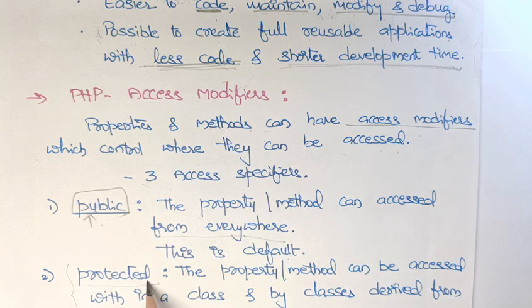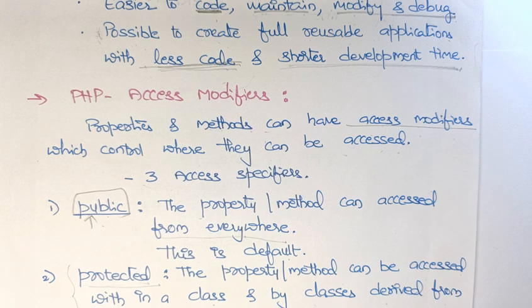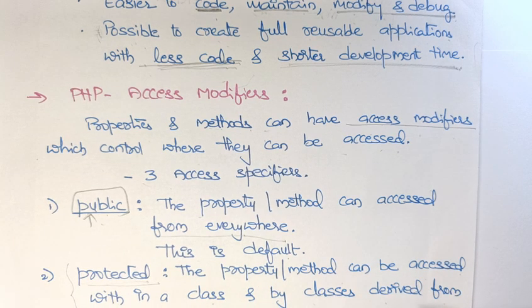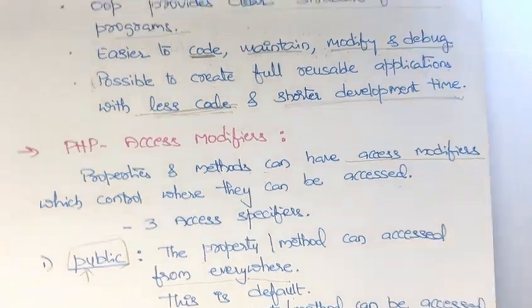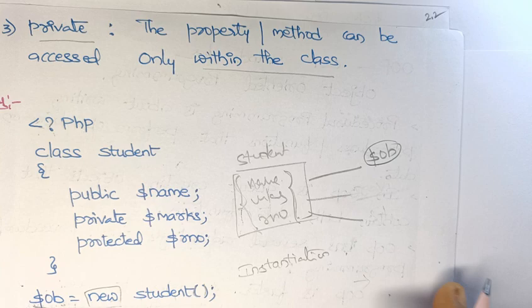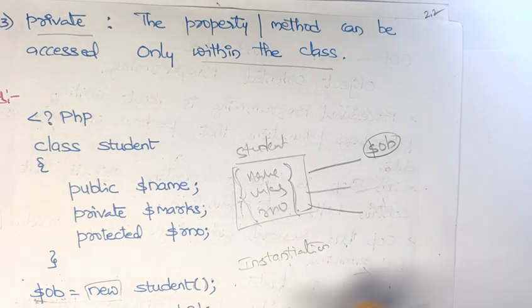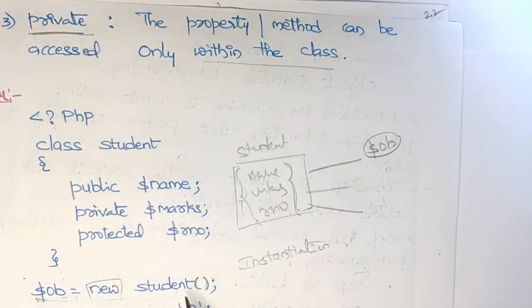Next one, protected. The property or method can be accessed within a class and by classes derived from that class. So what is a derived class? All this protected concept I will explain in the inheritance video. You please watch that video. Next one, private. Private means the property or method can be accessed only within the class. So within a class only, these private variables or methods can be accessed.